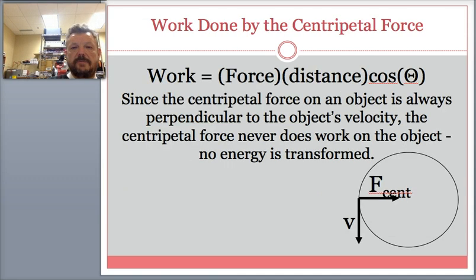Work done by centripetal force. Work, remember, is equal to force times distance times cosine theta. Since the centripetal force on an object is always perpendicular to the object's velocity, the centripetal force never does any work on the object. No energy is transformed.